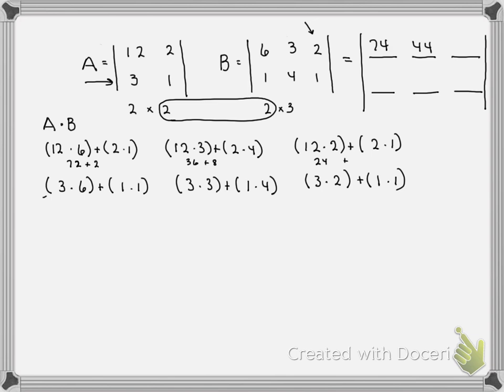24 plus 2 is 26. 18 and 1. Okay. And then 9 and 4. And 6 and 1. Okay.